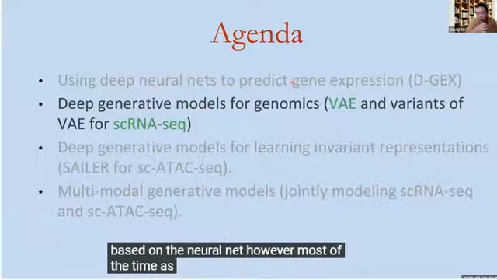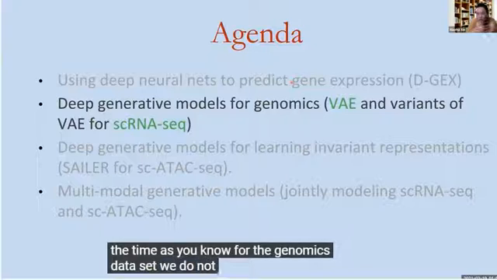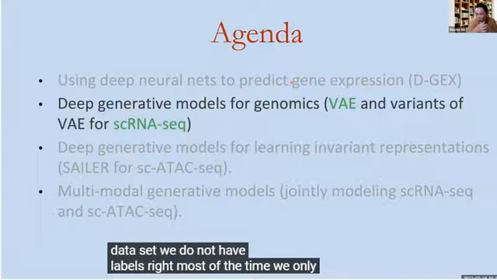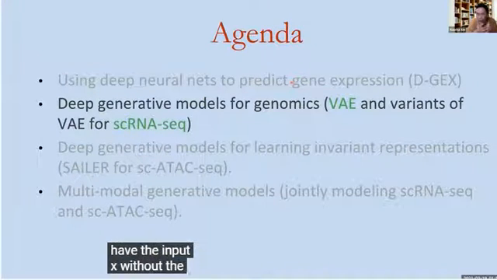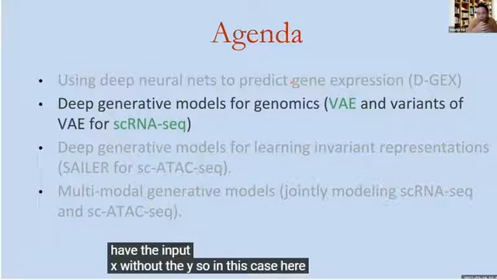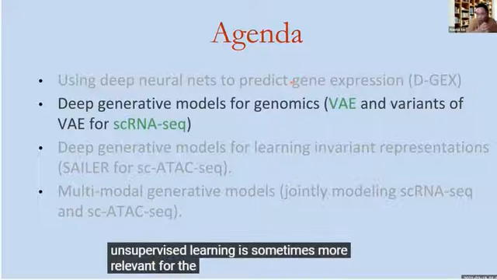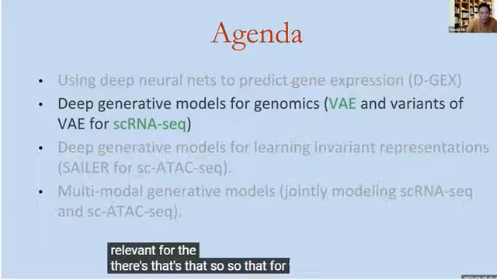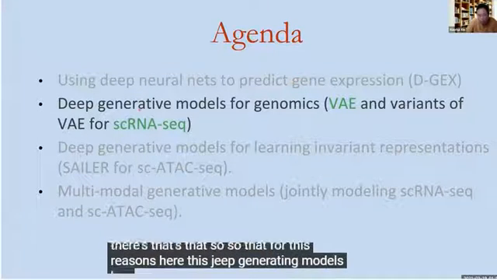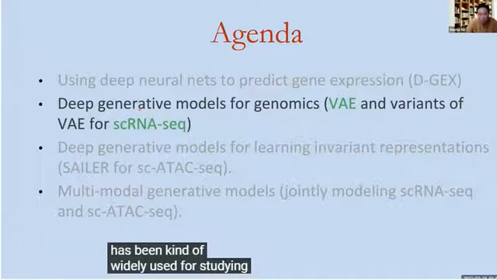However, most of the time, as you know, for genomics data sets we do not have labels, right? Most of the time we only have the input X without the Y. So in this case, this type of unsupervised learning is sometimes more relevant for genomics data sets. For these reasons, deep generative models have been widely used for studying genomics.